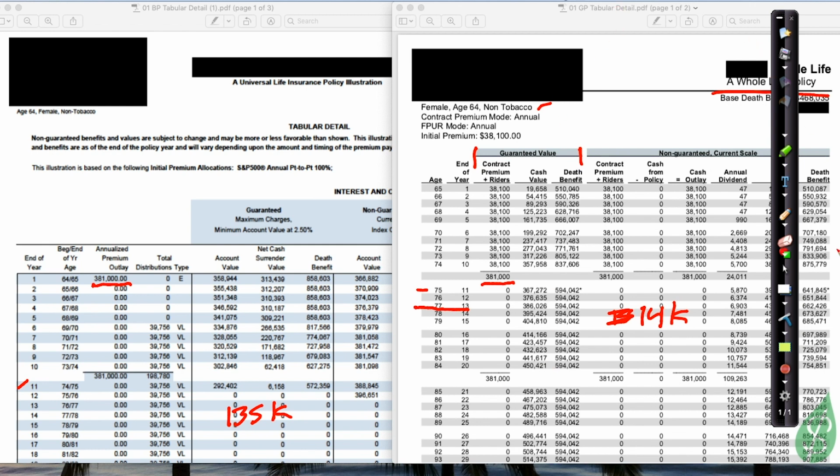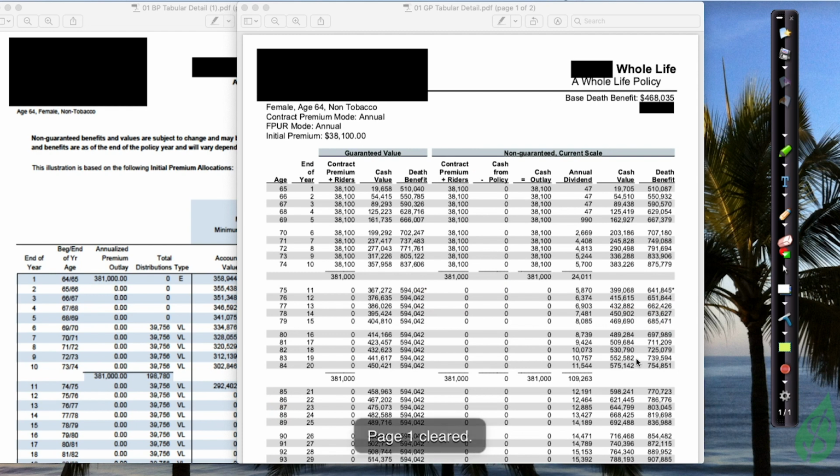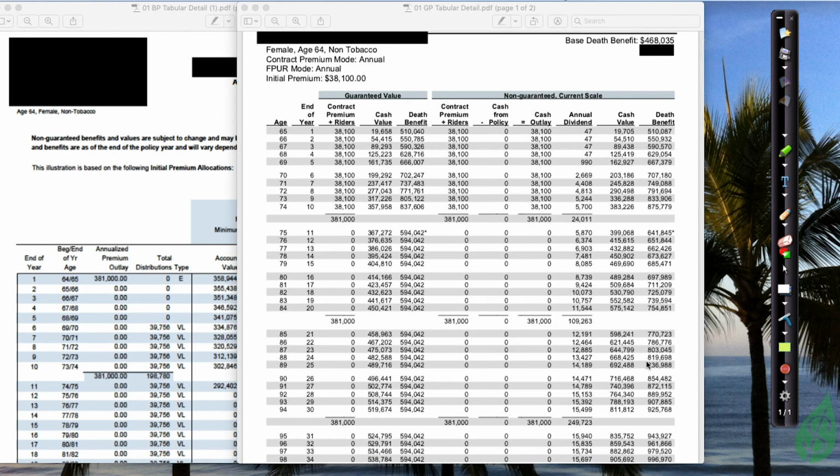Now, we looked at the non-guaranteed values on the other one just for kicks. Let's look at the non-guaranteed values on this one too. I'll clear this ink off of here. And you can see, still got the same cash outlay. The only difference in this column is the estimated dividend. And I have that set to buy more death benefit. So you'll see this death benefit creeping up there over time. You can see these numbers aren't quite as outrageous as they were on that other IUL illustration.